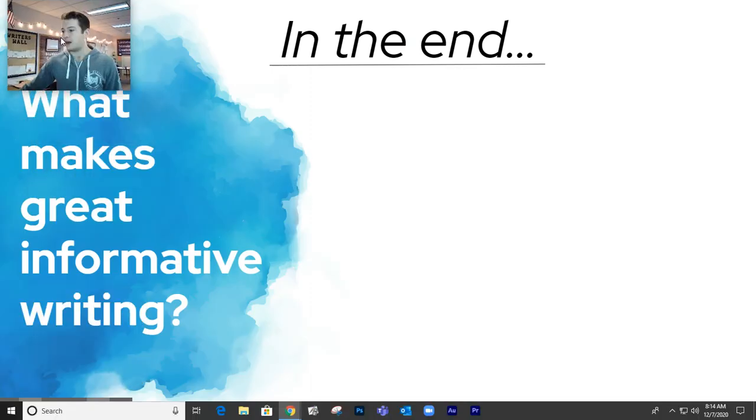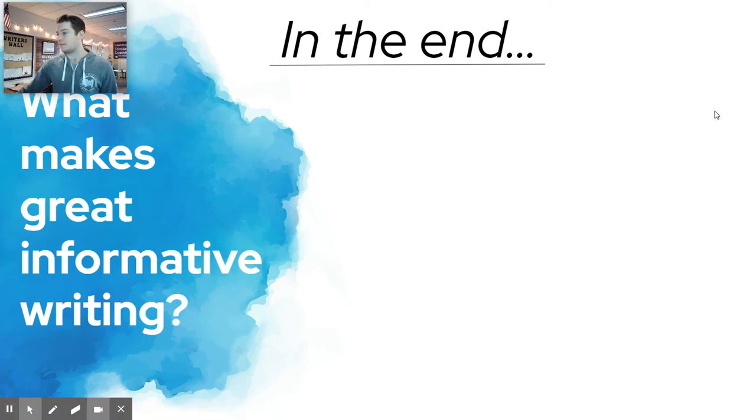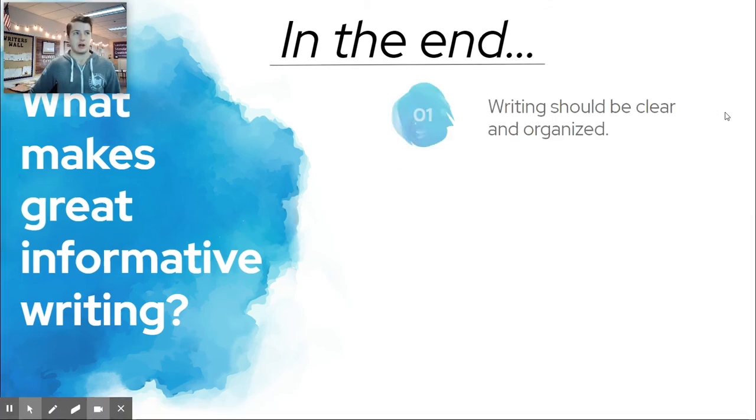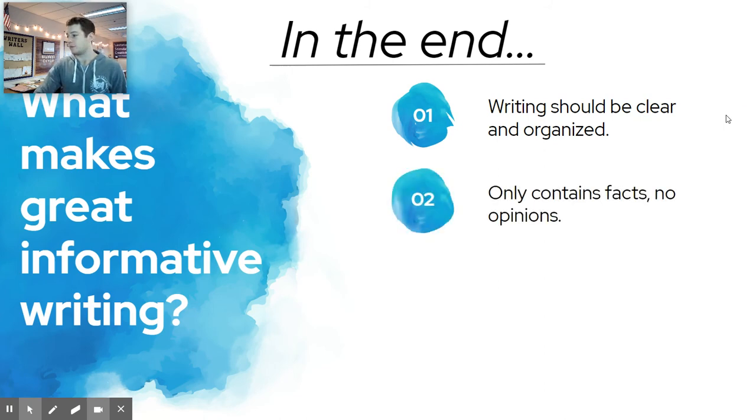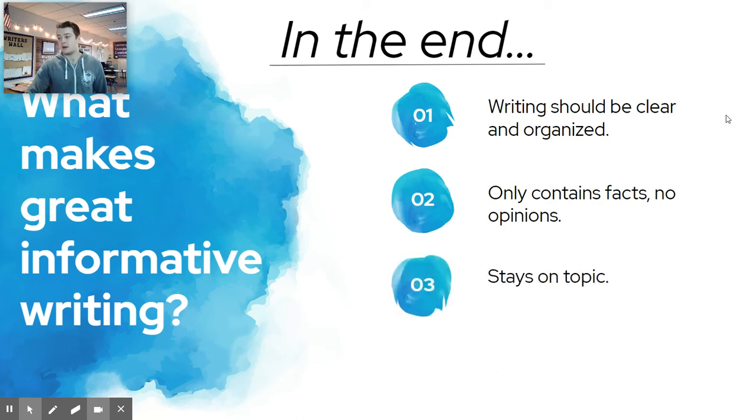So in the end, what makes great informative writing? There's four different things that I thought of that really make informative writing great. So number one, writing should be clear and organized. You don't want to jump all over the place. Number two, the writing only contains facts, not opinions. We just talked about that. That's really important. Number three, the writing stays on topic. And number four, it's based on research.